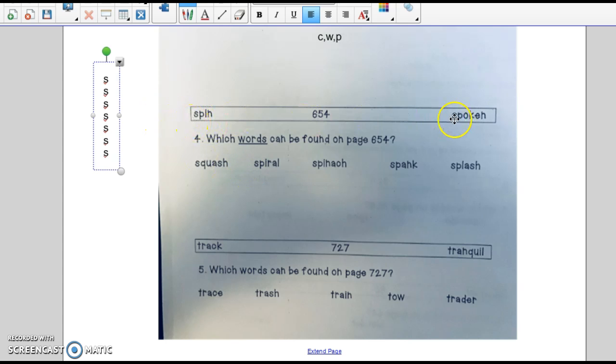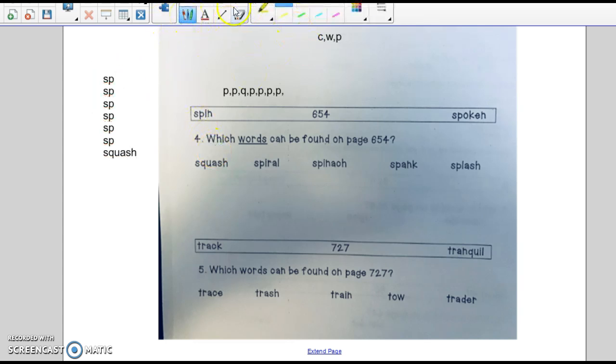You could mark out all your first letters and look at your second letter. We have P, P in spoken, Q in squash, P in spiral, spinach, spank, splash. So we have 7 words. 6 of them have a P, 1 has a Q. So basically we're looking at what comes first, P or Q. LMNOP, Q. So we're going to have all our SP words, and then our final word will definitely be squash. We can put that already. Mark out squash.